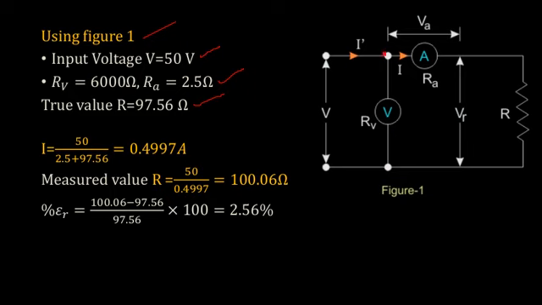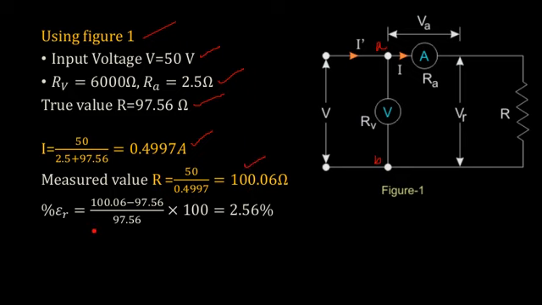Suppose I am calling these two points A and B. Voltage across AB is 50. So 50 divided by the resistance of these two elements, that is RA plus R, which is 2.5 plus 97.56. This true value will be giving you the current I, so the current indicated by the ammeter will be this value. The measured value: here you are connecting the voltmeter directly across 50 volt, so your voltmeter will be indicating 50 volt. So the measured value R will be 50 divided by the ammeter reading 0.4997, which will give you 100.06 ohms.